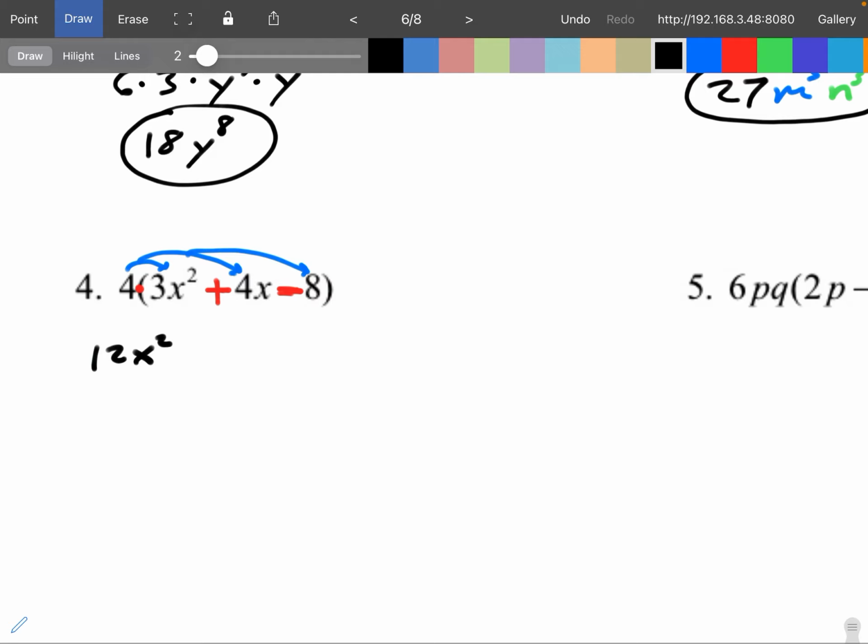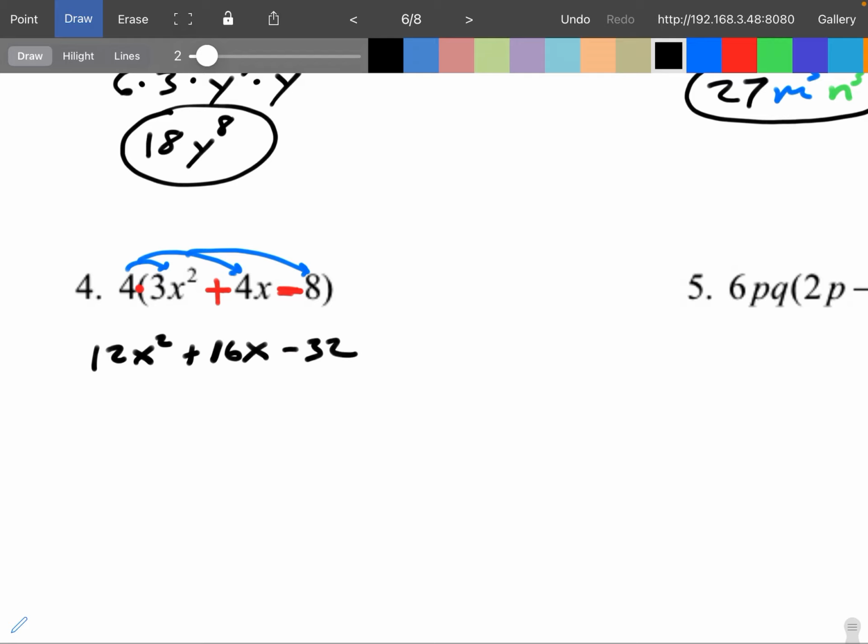Then you're going to do the positive 4 times a positive 4x. 16 what? Yep, that's a positive 16x. And then you're going to do the positive 4 times the negative 8. Minus 32. Yep, it's a negative 32, so you write minus 32.